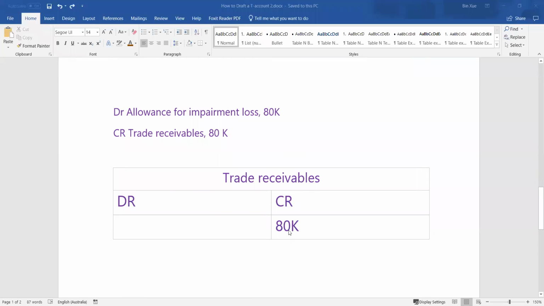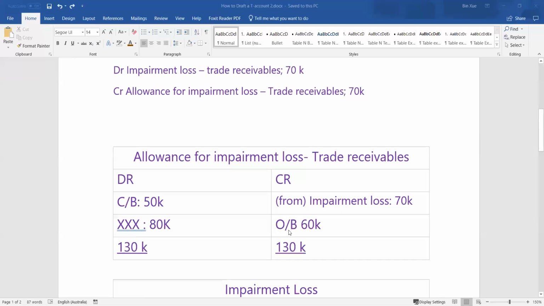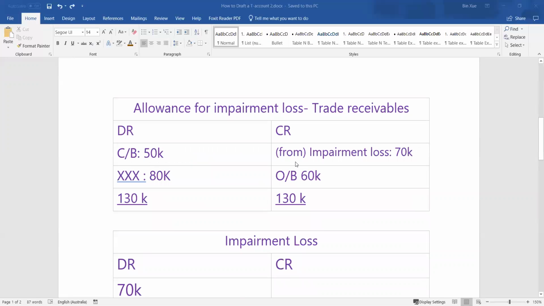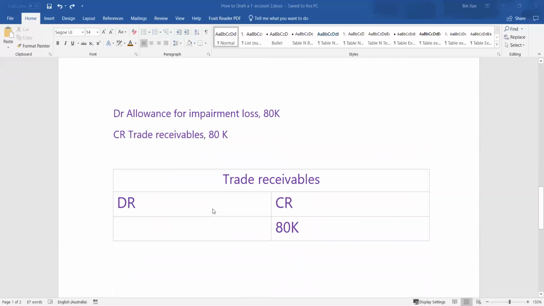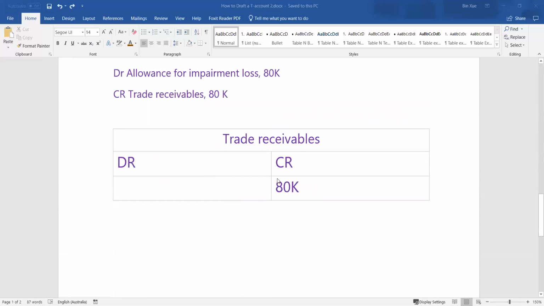In this example, when we do this question, we can see allowance for impairment loss doesn't have a physical cash impact. What it is actually impacting is the trade receivable account. And when you get that number from allowance for impairment loss trade receivable, you will get the cash impact on the trade receivable.